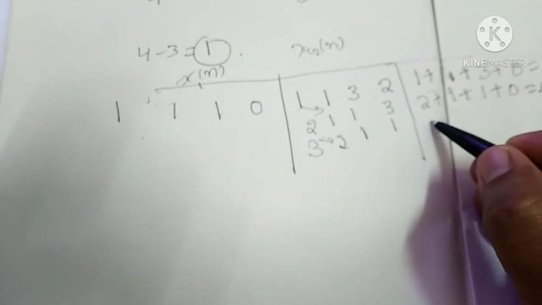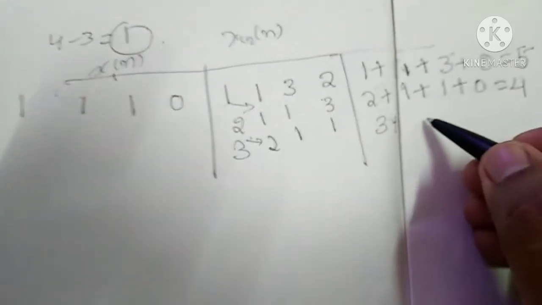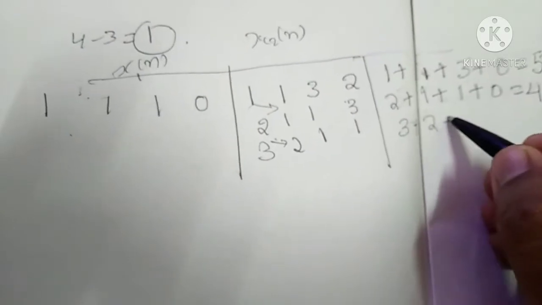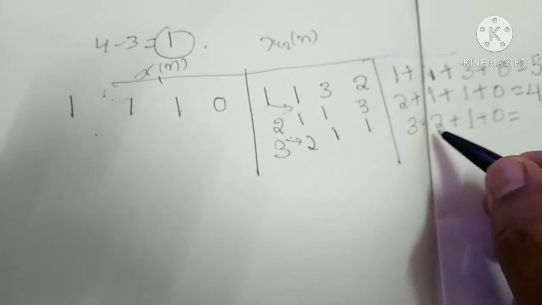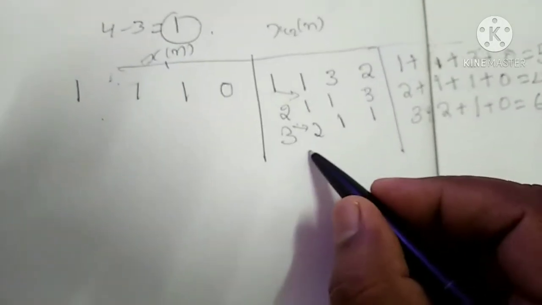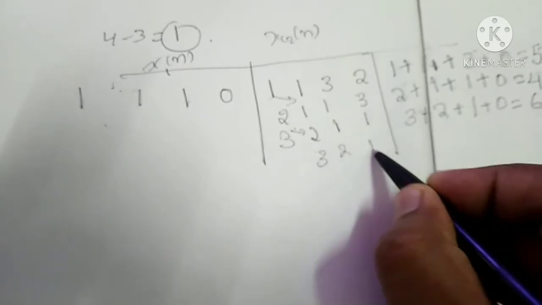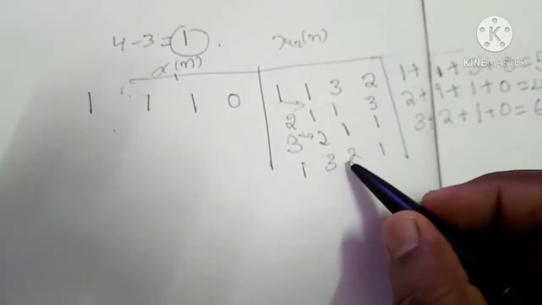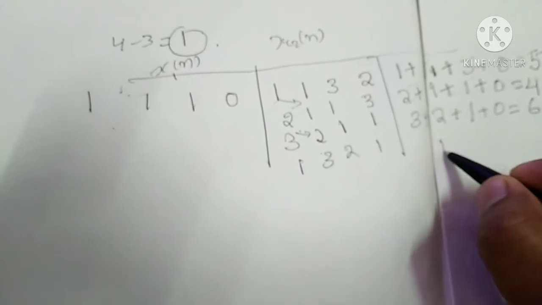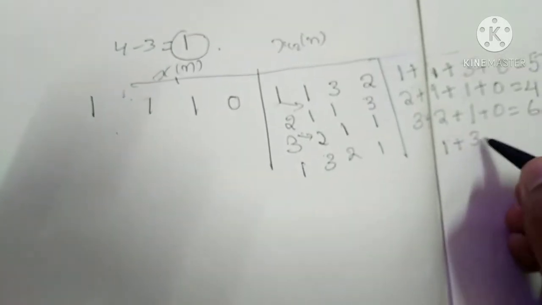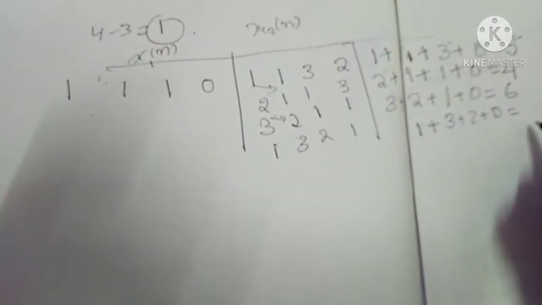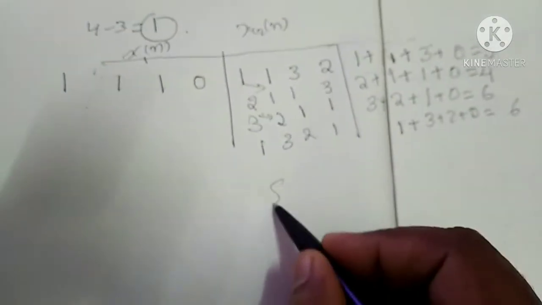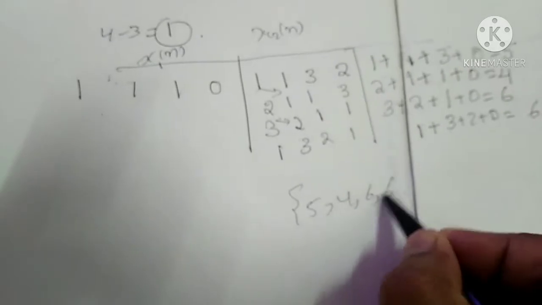Okay. So 3 1s are 3 plus 2 1s are 2 plus 1 1s are 1 plus 0. Okay. So 2, 3, 4, 5, 6, and lastly this 3 will come here, 2 1 and 1 will come here. So after multiplying, 1 1s are 1 plus 3 plus 2 plus 0. Okay. So the value is 3, 4, 5 and 6. So the total answer is 5 4 6 6.